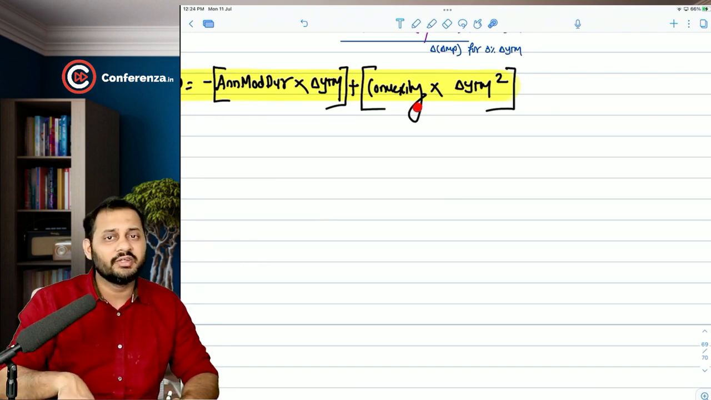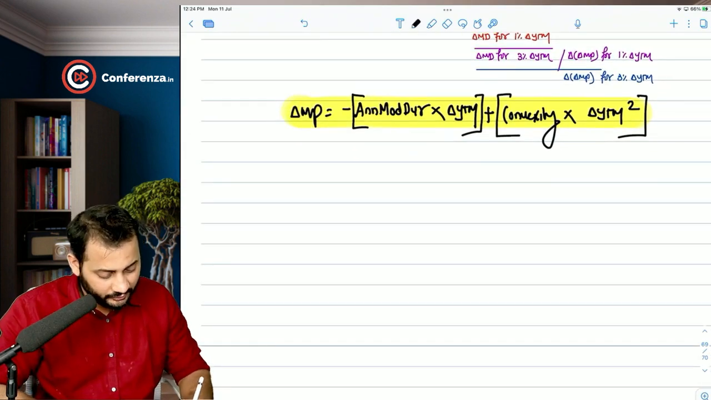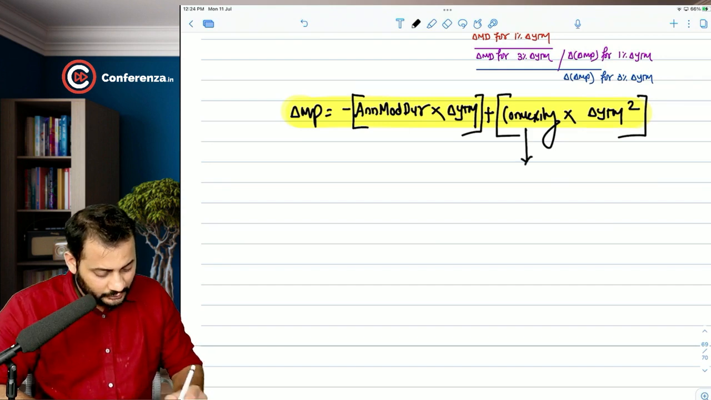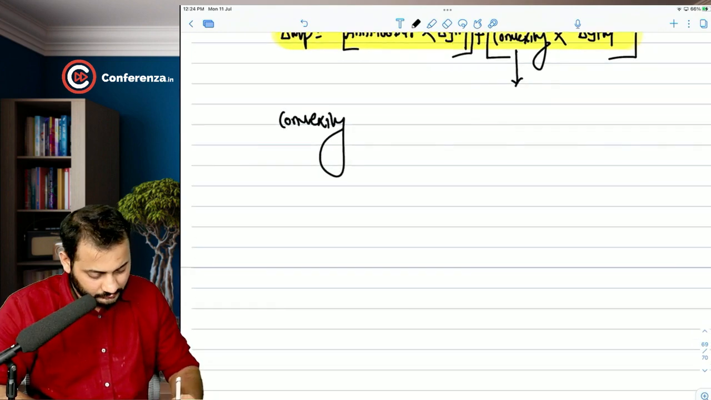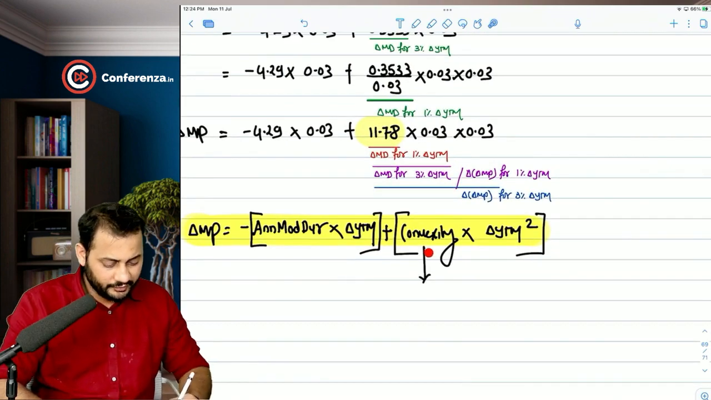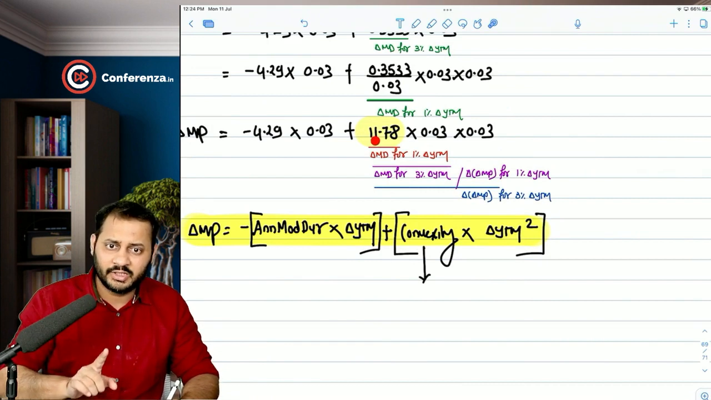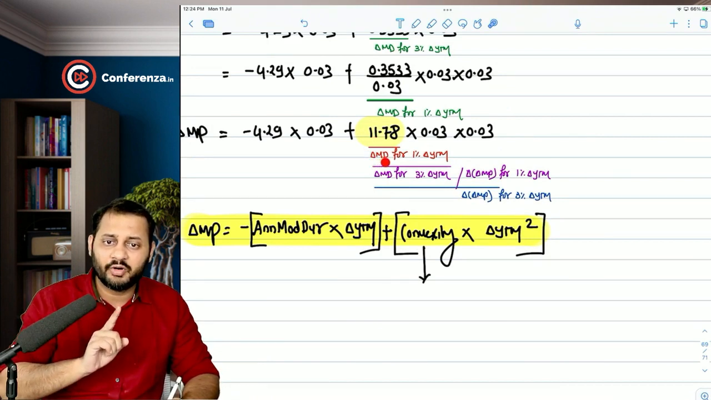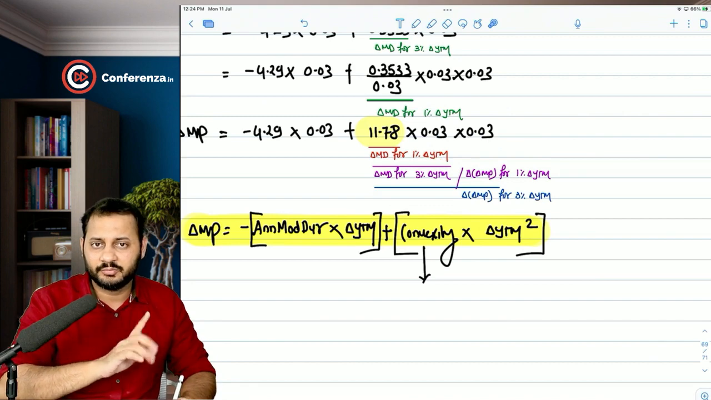Now the only thing left is to calculate 11.78, and we will have to derive that formula, convexity. So let's go ahead and write that down also. I will start it on a new page. Now tell me one thing. What was the figure of convexity? Convexity was 11.78, and we were calling it the change in modified duration for a 1% change in YTM.